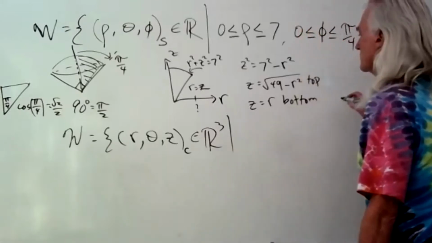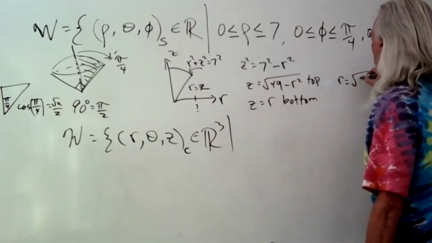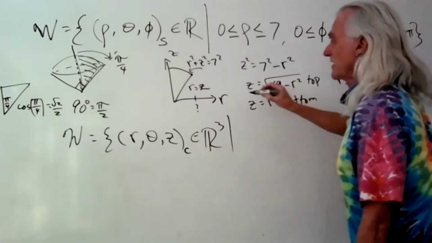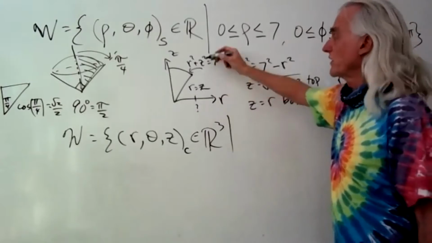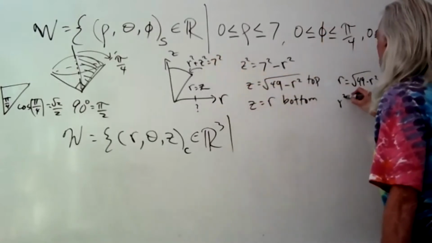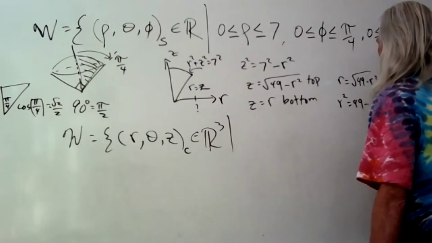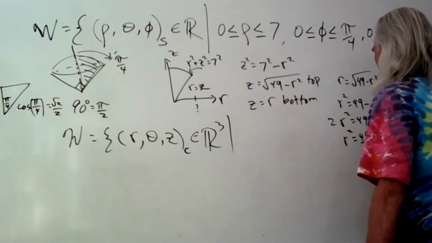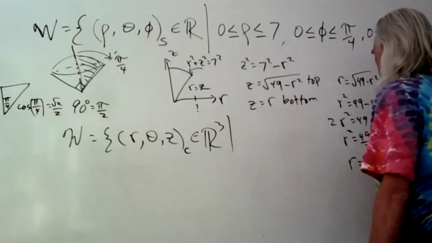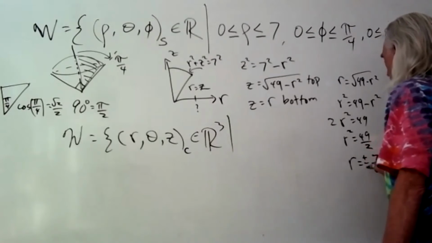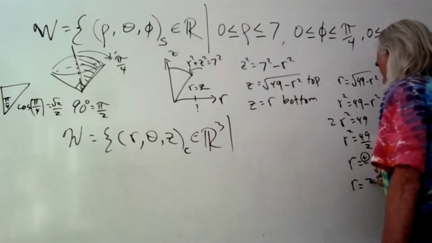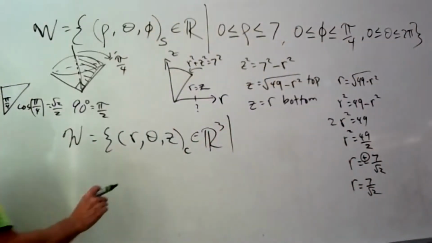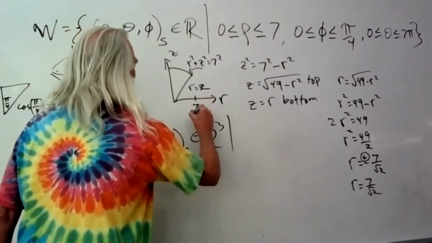They have the same z. So we have r equals the square root of 49 minus r squared. That's the r value where the two z functions meet, or r squared is 49 minus r squared. 2r squared is 49, r squared is 49 over 2. r is plus or minus 7 over square root of 2, and we're going to choose the plus. So this number here is 7 over square root of 2.